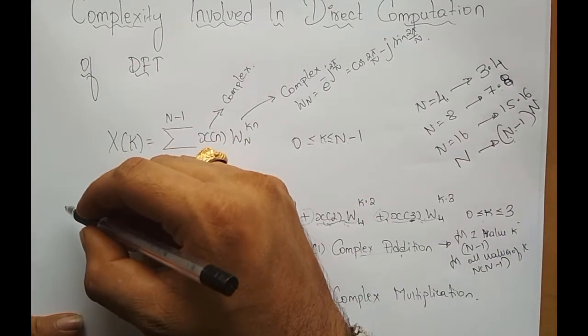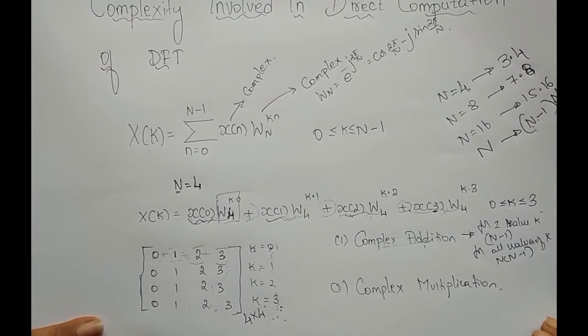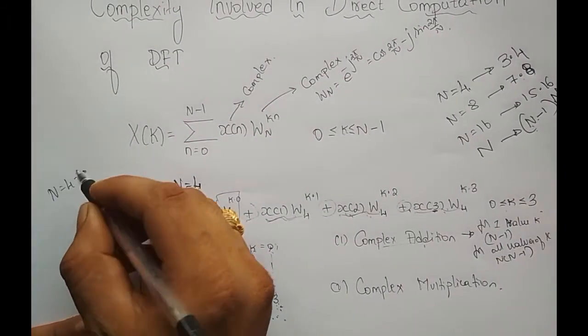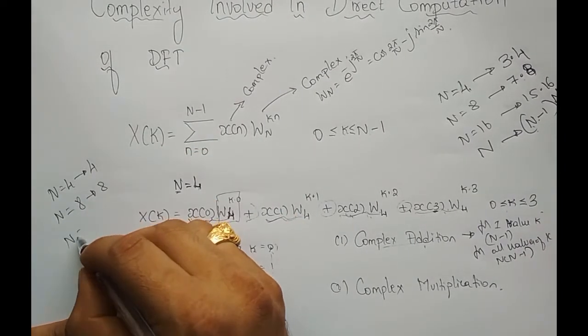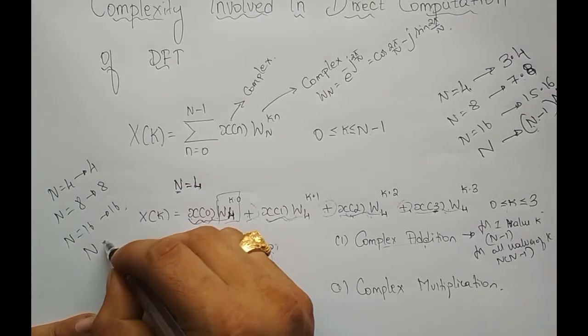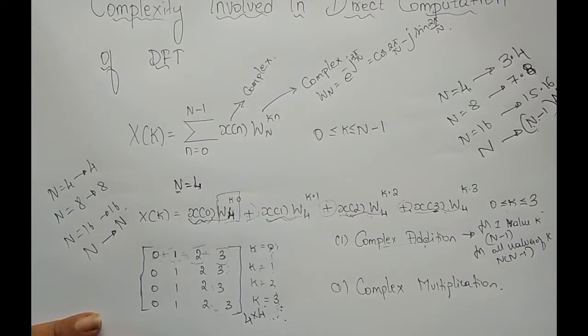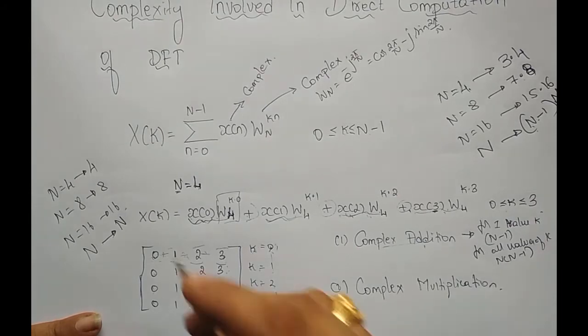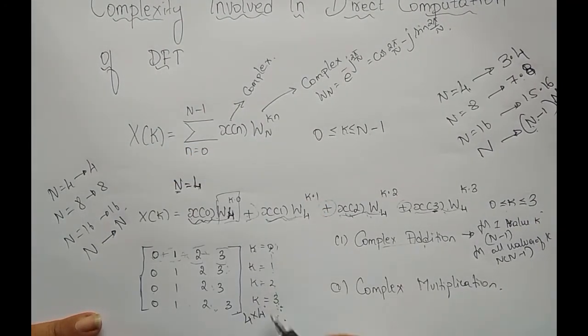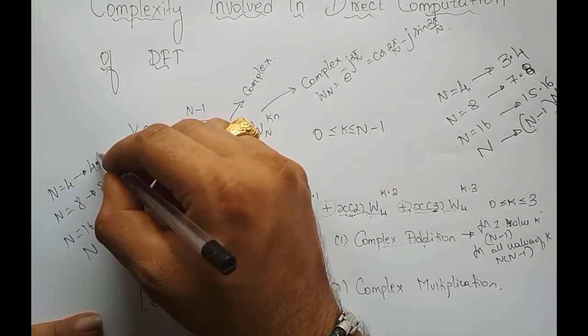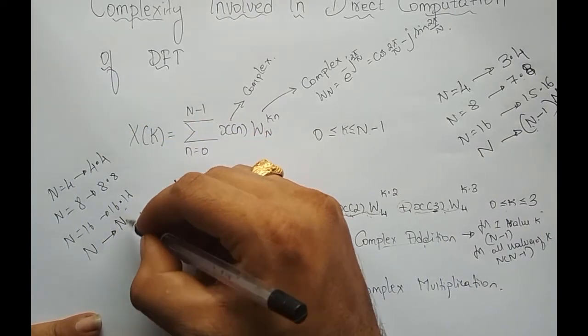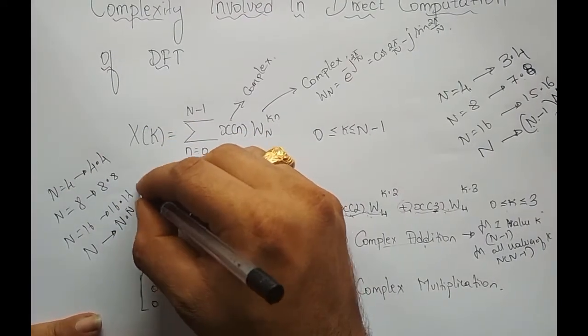So if N is equal to, I'll write it here. For N equal to 4, it requires 4. For N equal to 8, it requires 8. For N equal to 16, it requires 16. Generally speaking, for N, it requires N complex multiplications, and these are all for one value of k. If I take all the values of k, this is 4 times 4, this is 8 times 8, this is 16 times 16. Generally speaking, it is N times N, which is equal to N square.